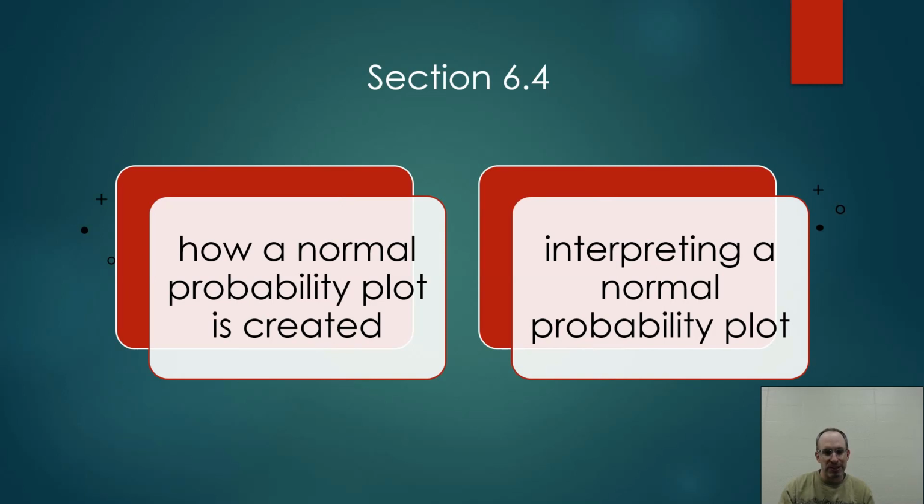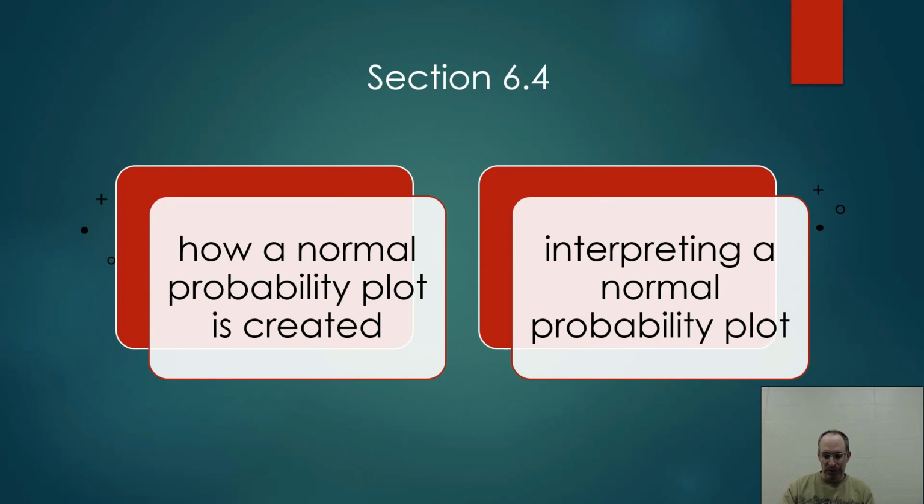That's pretty much it. To get the points in the scatter plot, you pair the smallest value in your data set with the smallest standard normal value, then second smallest with second smallest and third smallest with third smallest, all the way up to largest with largest. That's how they're constructed.